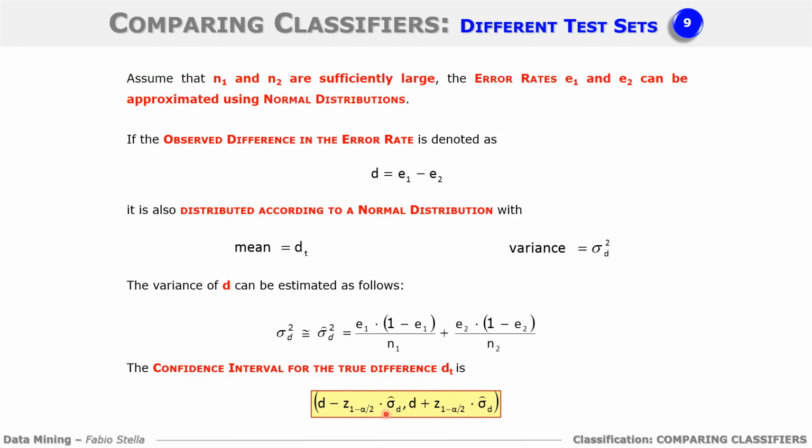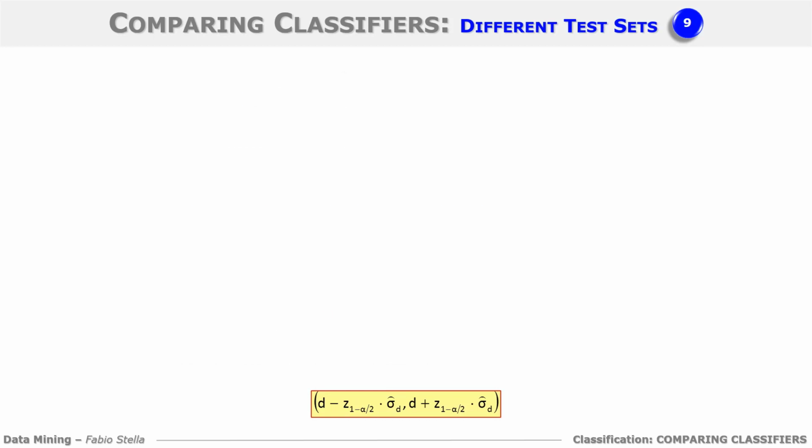In particular, sigma d is the square root of sigma d squared hat as defined. Let us now show how the derived confidence interval has to be used to compare two classifiers in terms of the achieved error where different test sets have to be used. First of all, we have to say that three different cases are possible.